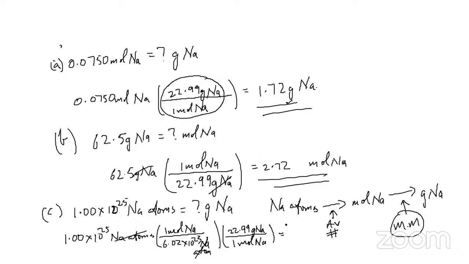And we work that out. So 1.00 times 10 to the 25 divided by 6.02 times 10 to the 23 times 22.99. According to my calculation, this works out to be, oh, is that right? Let me do this again. I think I did something wrong. 1.00 times 10 to the 25 divided by 6.02 times 10 to the 23 times 22.99. Okay, that's it. So the answer here is 382 grams of sodium. And that's how that is done.